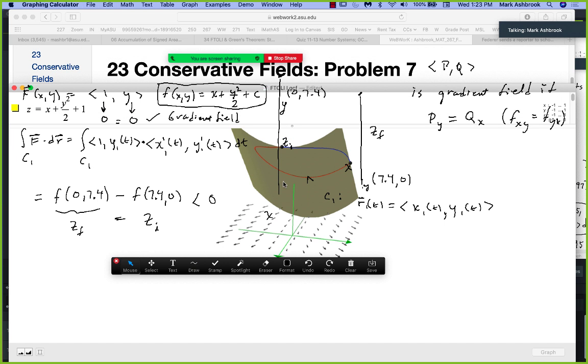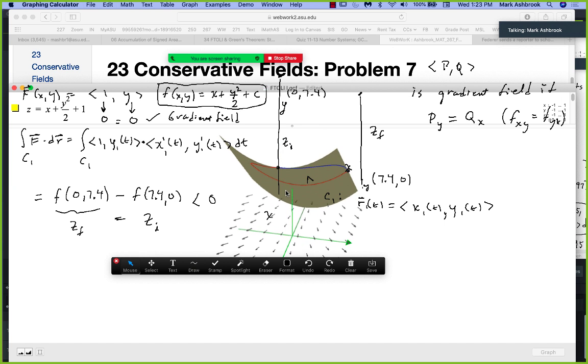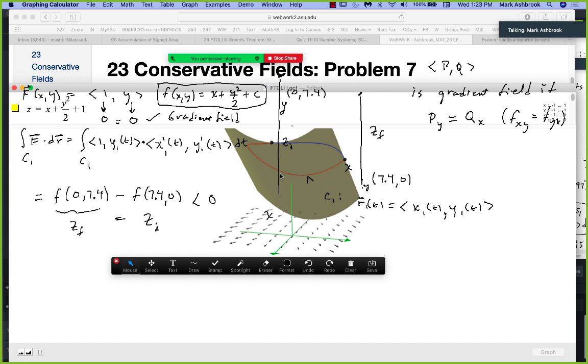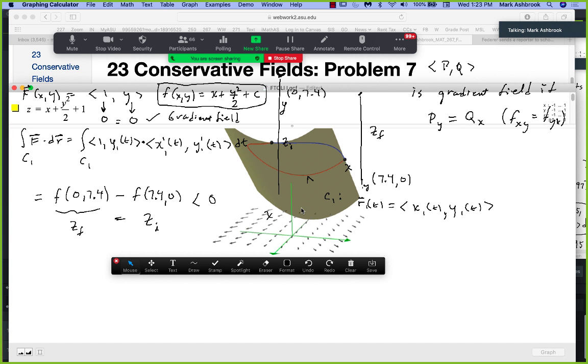That potential function is really the surface. It's really this x plus y squared over 2, that gold surface. And so the fundamental theorem is really asking about the difference in z between the initial point and the final point of points on a surface, an R3 surface.